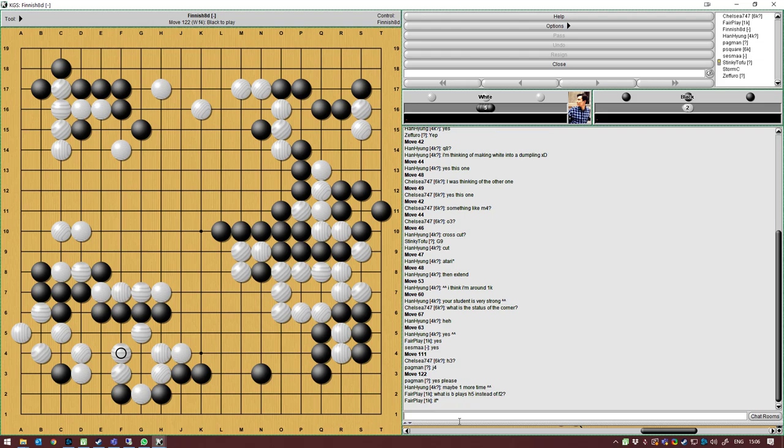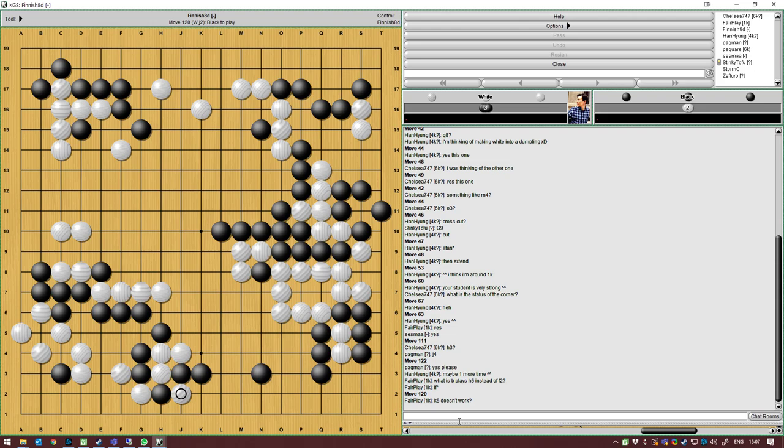Wait a moment. Five. Instead of F2, let's see. That's a possibility, sure. But that means white will want to cut off from here. Black will run, but first black is cut off. There's no connection, and the black group still needs to run. So it's similar. Black first pays up, right? And the story is not over yet. A5.